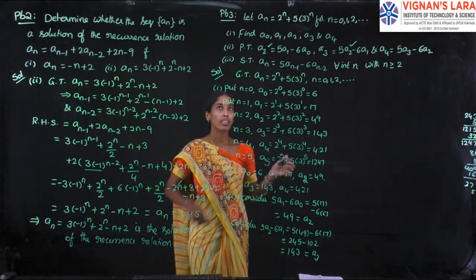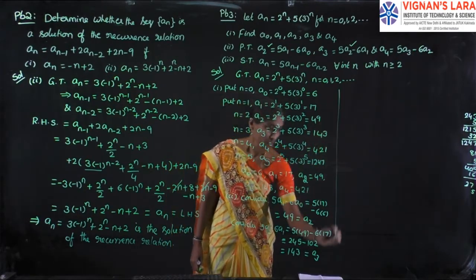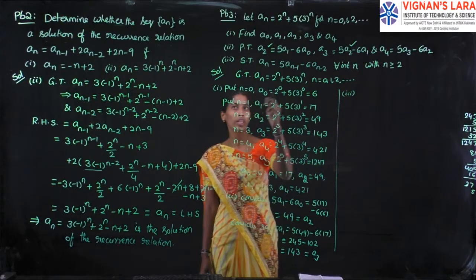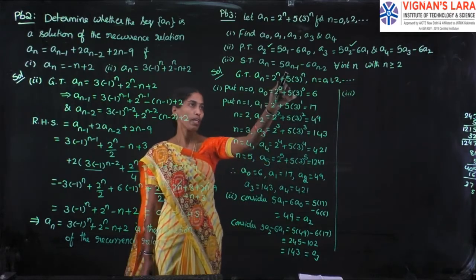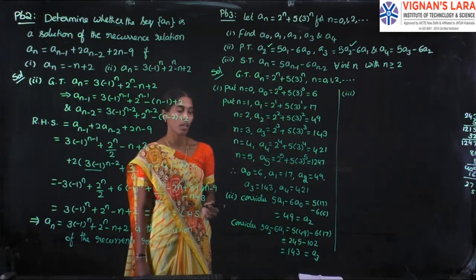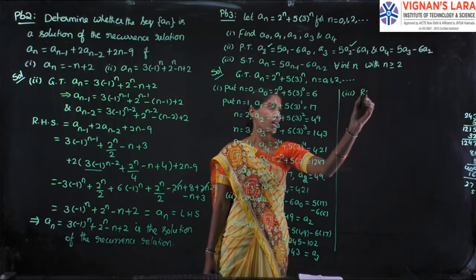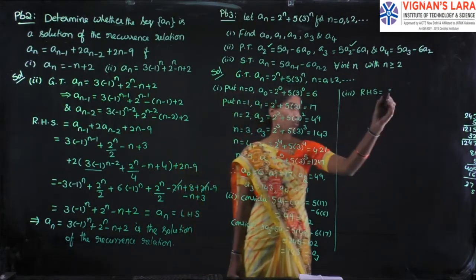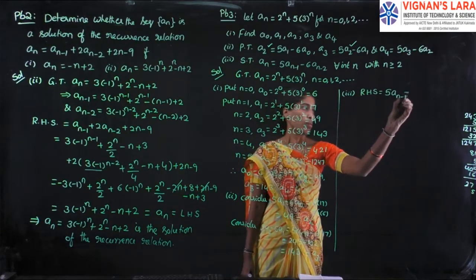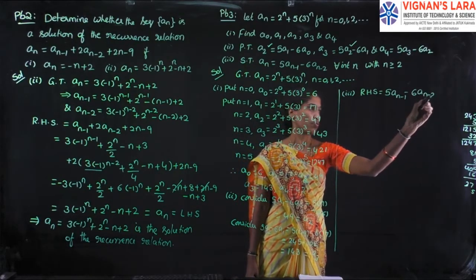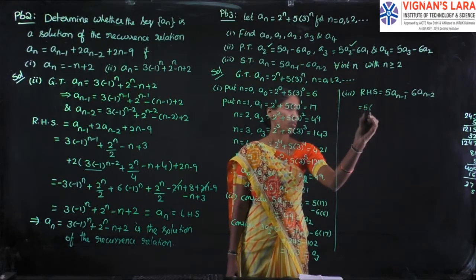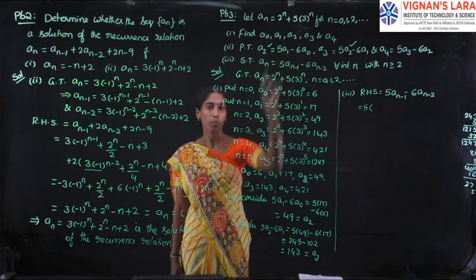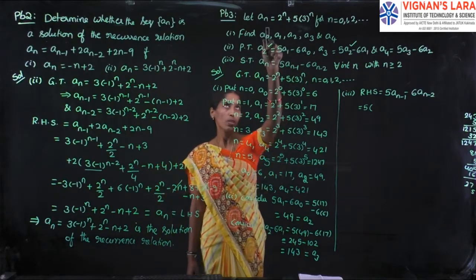Now we see the third part. What is the third part? In the third part, we need to prove that a_n is equal to 5a_(n minus 1) minus 6a_(n minus 2). So consider RHS. What is RHS here? 5a_(n minus 1) minus 6a_(n minus 2), which is equal to, already given a_n value which is 2 power n plus 5 into 3 power n. In that put n is equal to n minus 1.